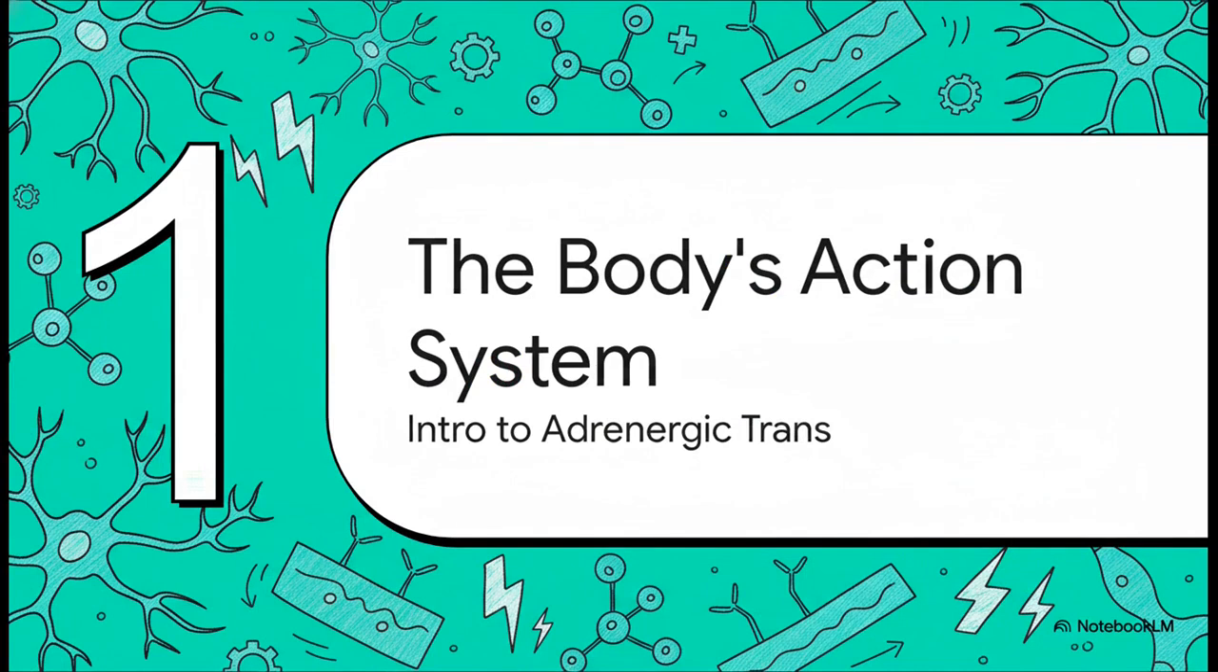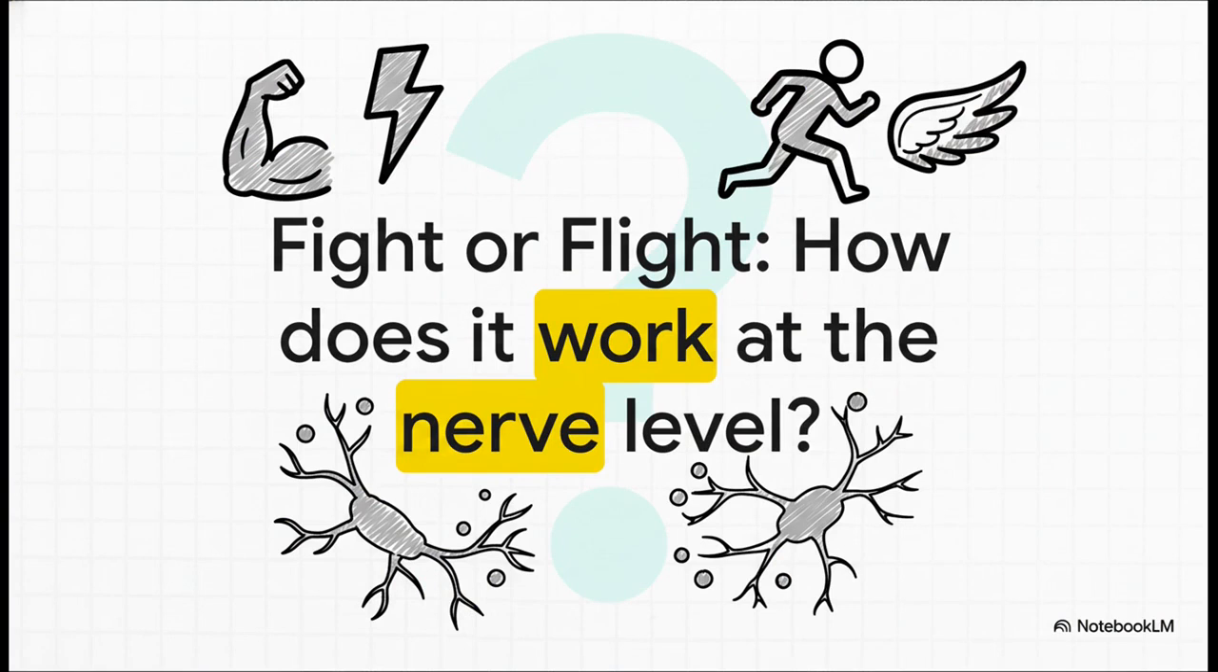Before we get into the nitty-gritty details of drugs and receptors, we need to get a solid handle on the overall system we're dealing with. So we have all heard of the fight or flight response, right? Your heart starts pounding, your palms get sweaty, you're ready to either face the danger or run for your life. But have you ever stopped and wondered what is really going on? Not the big picture, but right down at the level of a single nerve ending. How does that signal actually work? That's what we're going to unpack.